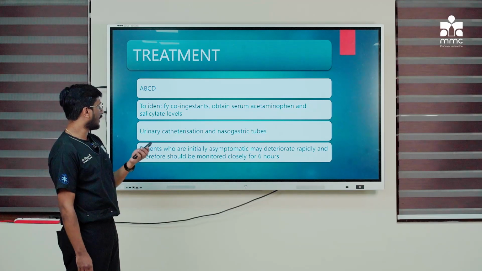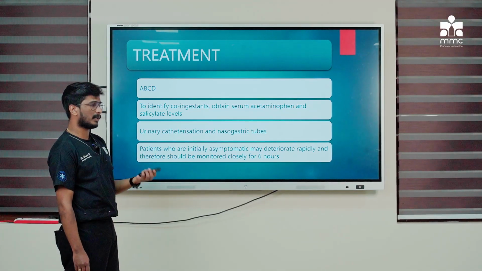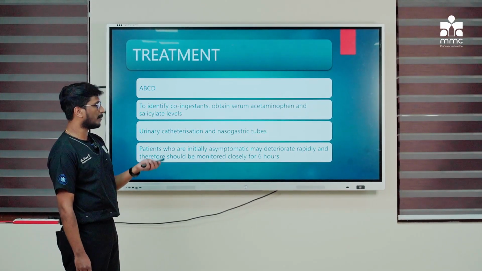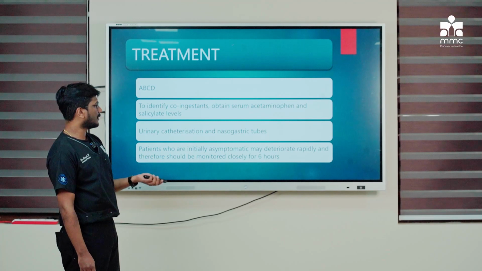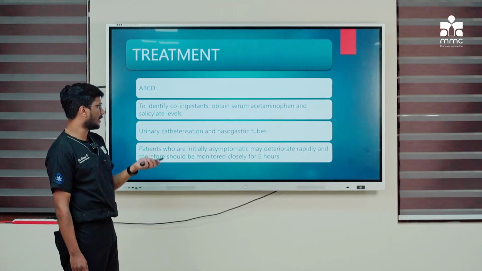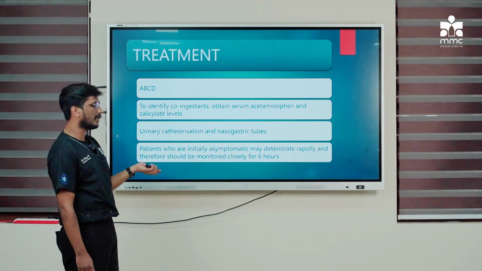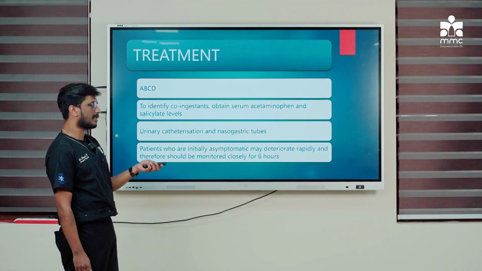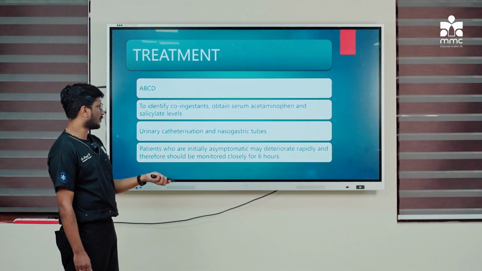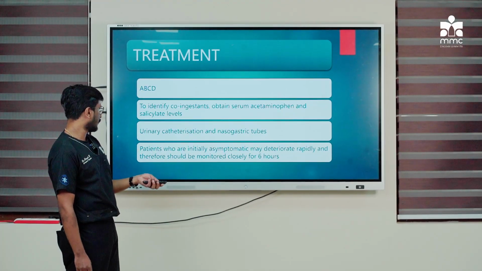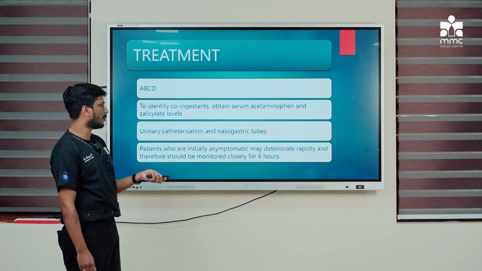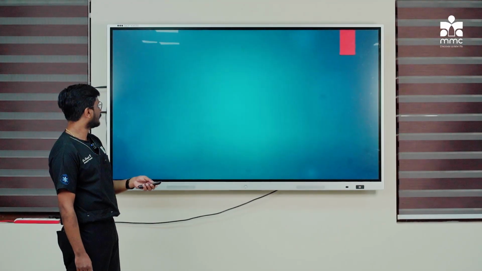We also have to identify co-ingestion, because it is an antidepressant, so the patient may have a history of psychiatric illness and we have to suspect co-ingestion. So we have to obtain a serum acetaminophen level, that is paracetamol level, and aspirin level, and do urine catheterization for urine output monitoring, and a nasogastric tube for stomach wash and giving charcoal. Patients who are initially asymptomatic may deteriorate rapidly and therefore should be monitored closely for 6 hours.